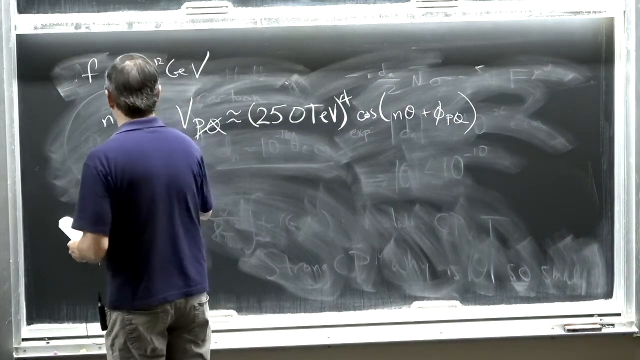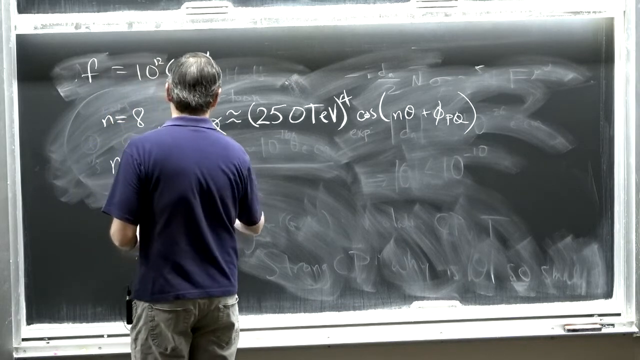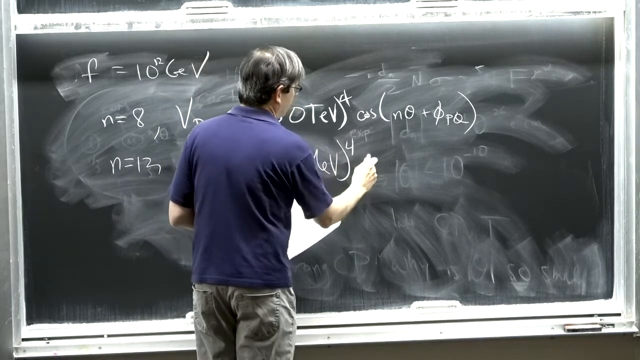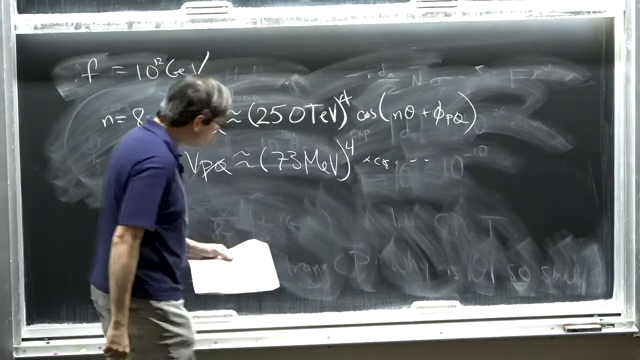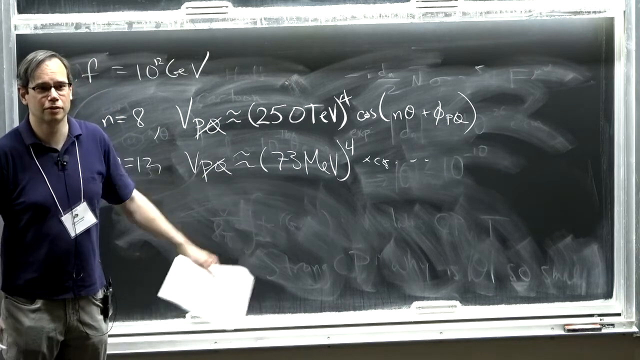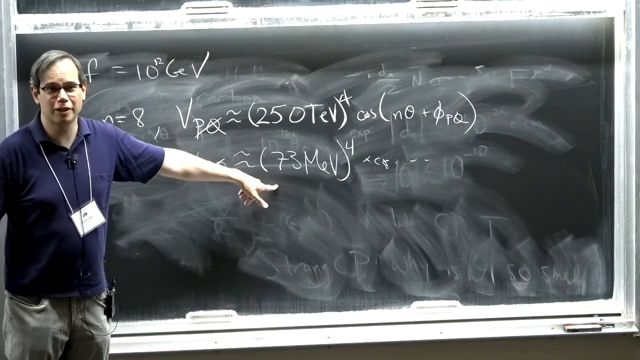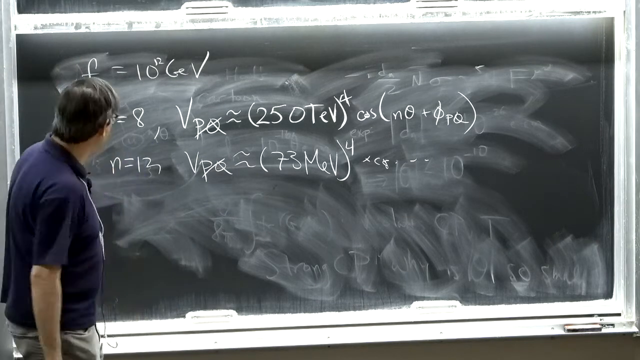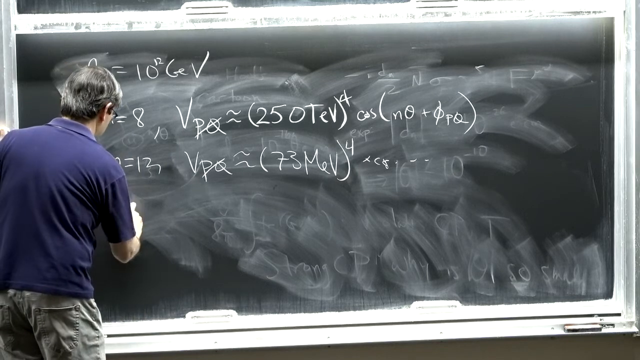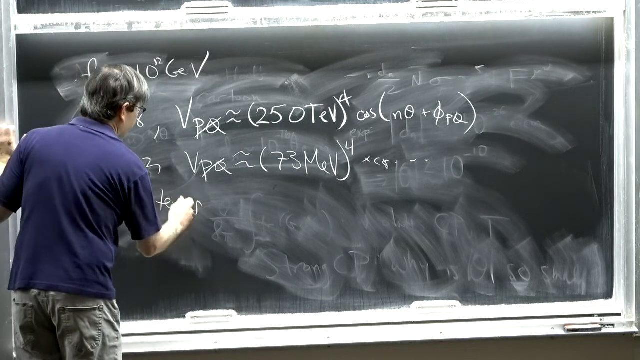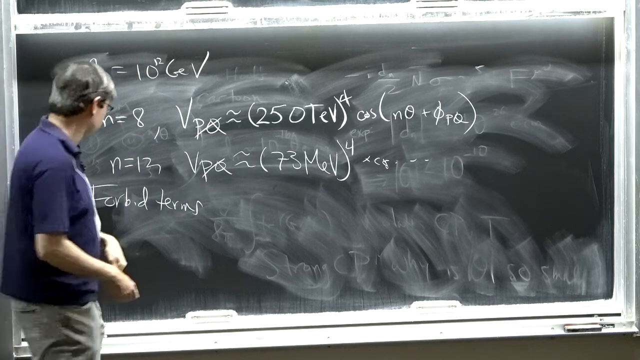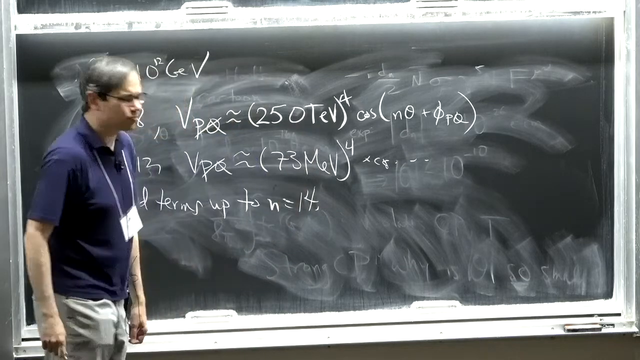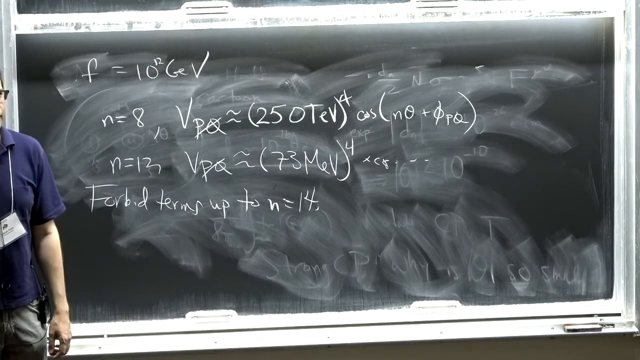If n is 12, plug in numbers, and I get something like 73 MeV to the 4th times this cosine. That's about the QCD scale now. That's still not good enough because we need theta to be 10 to the minus 10 or smaller. So what you've got to do is somehow forbid or strongly suppress the coefficients of all these terms up to something like n equals 14.